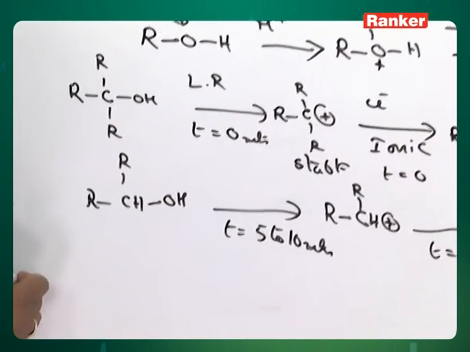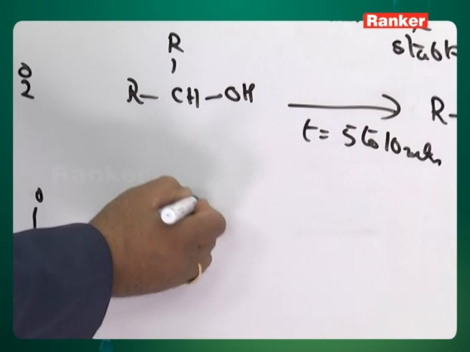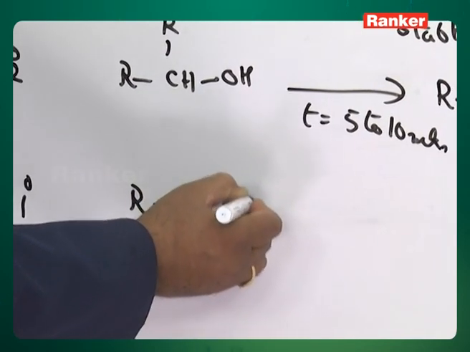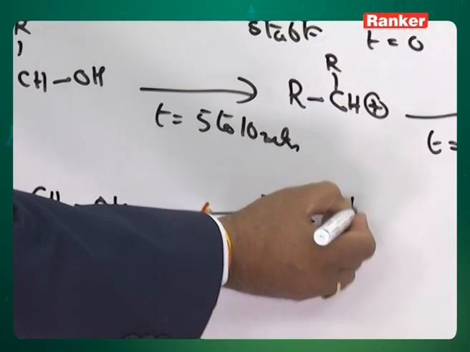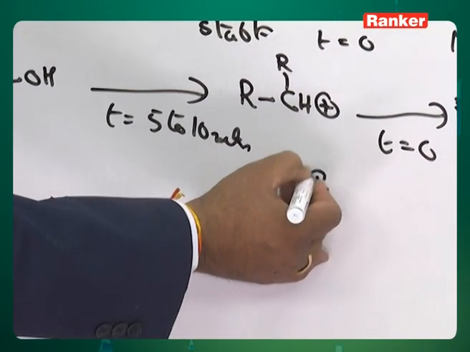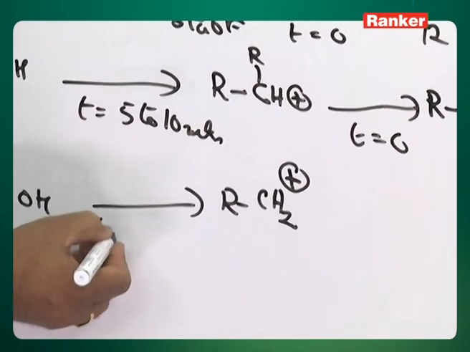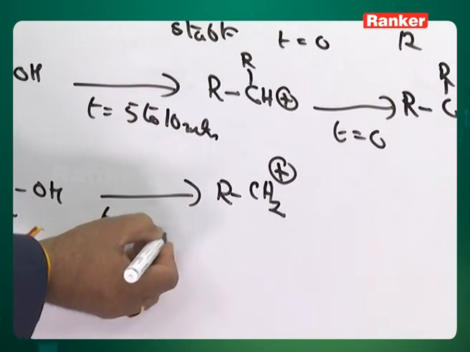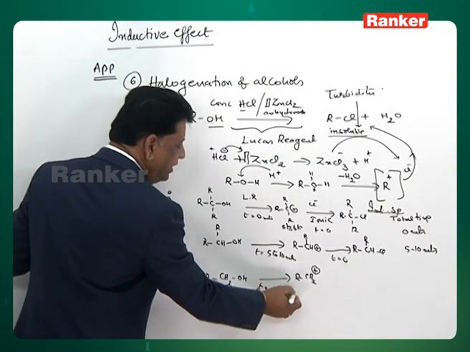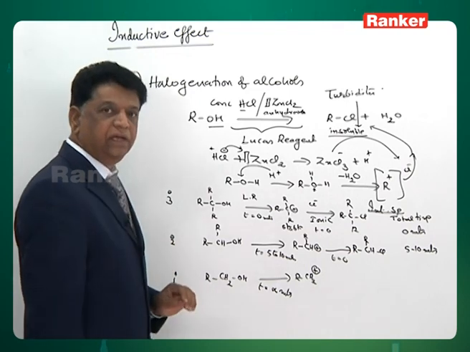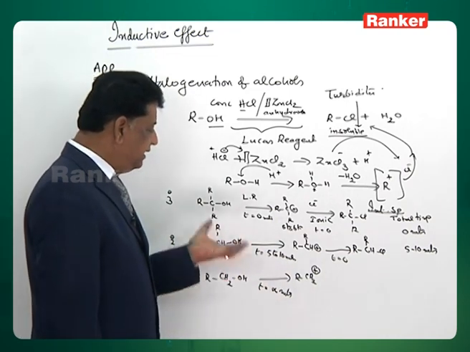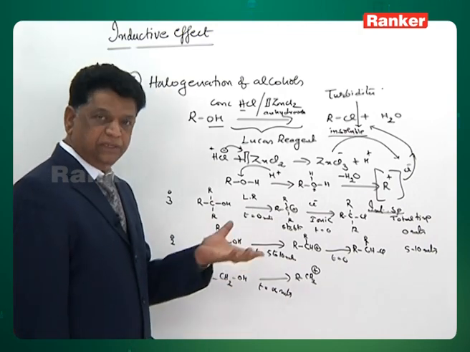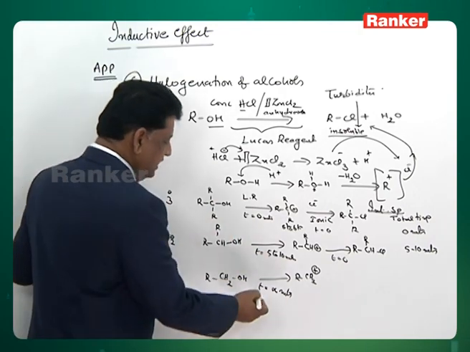When I take primary, primary is much less reactive because its intermediate is very less stable. Only one alkyl group is there, therefore the time required is, in fact, infinite minutes. Infinite minutes means infinite hours, infinite days, infinite years. So, you cannot wait and see the formation of the turbidity. So, this is a waste.